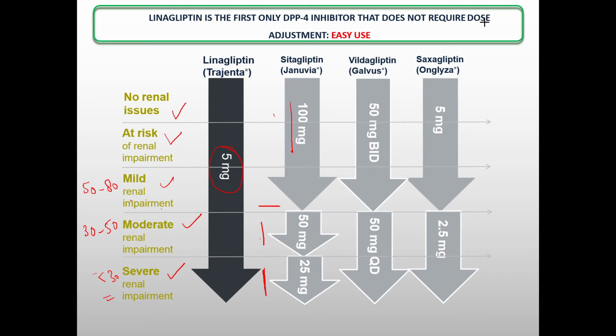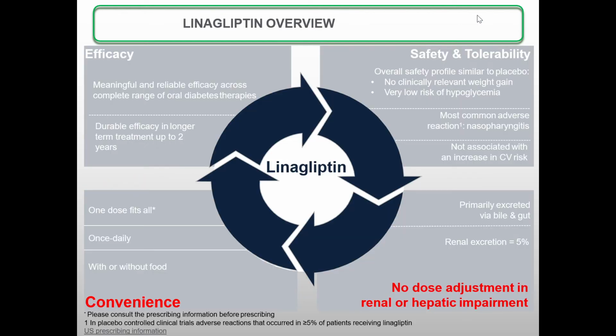Now about vildagliptin, which comes under the trade name Galvus, we can give 50 mg BD up to mild renal impairment. But in moderate to severe renal impairment, we have to give 50 mg OD, that is 50 mg once daily dosing for vildagliptin. Now similarly, saxagliptin we can give at a dose of 5 mg up to mild renal impairment, and in case of moderate to severe renal impairment we have to reduce the dose to 2.5 mg OD. So linagliptin has no renal issue. It can be given in mild, moderate or severe renal impairment at a dose of 5 mg.